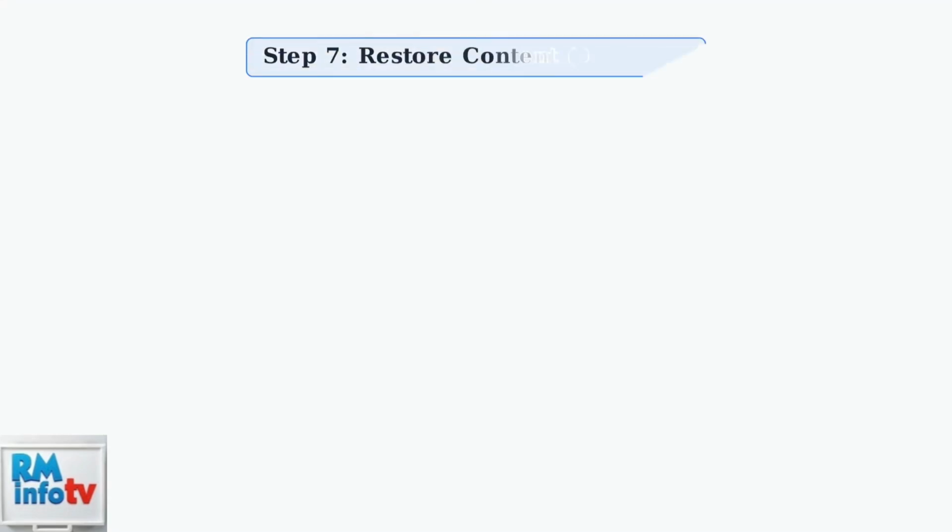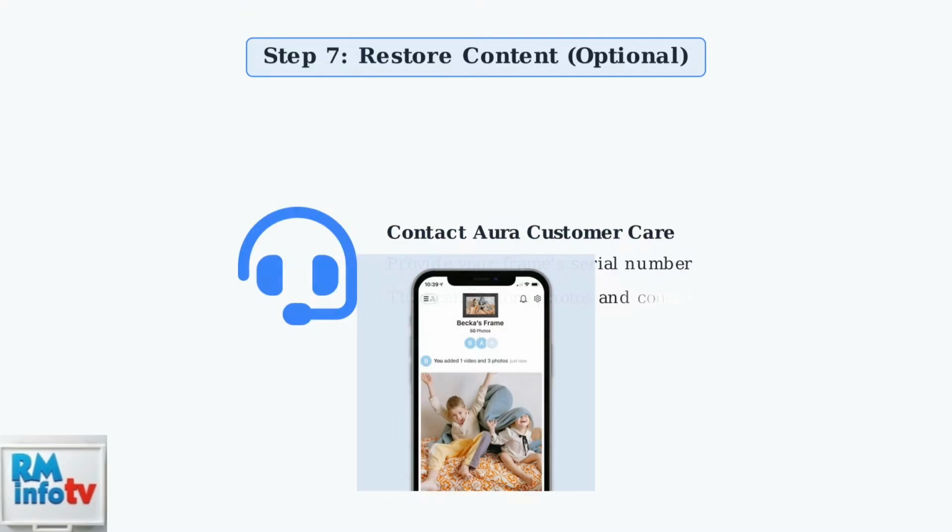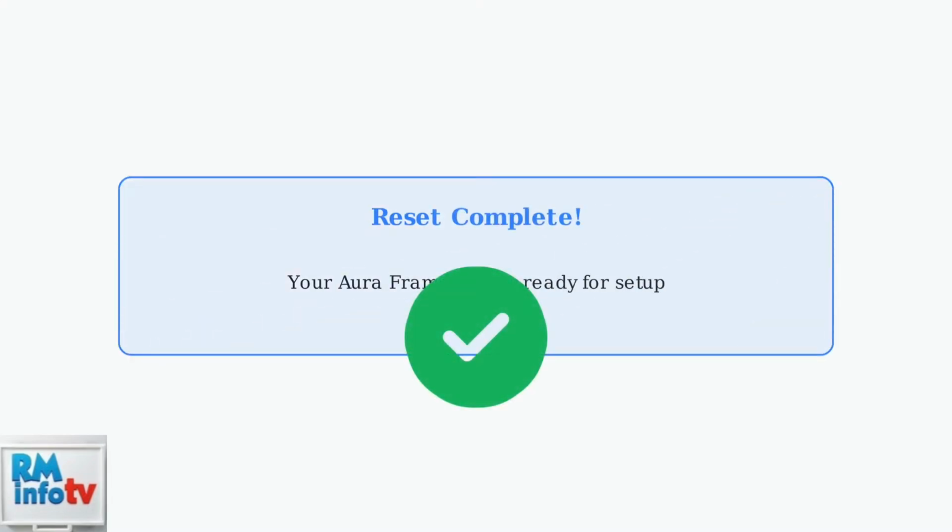Finally, if you want to restore your previous photos and contributors, contact Aura Customer Care with your frame's serial number. They can help restore your content after the reset. Your Aura frame has been successfully reset and is ready for use. Remember to keep the frame connected to power throughout the entire process and contact customer support if you encounter any issues.